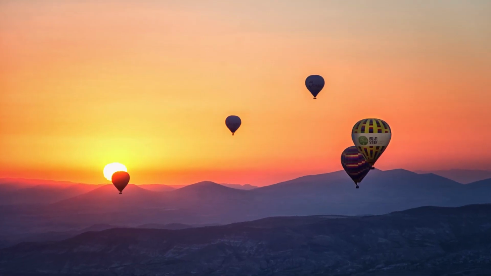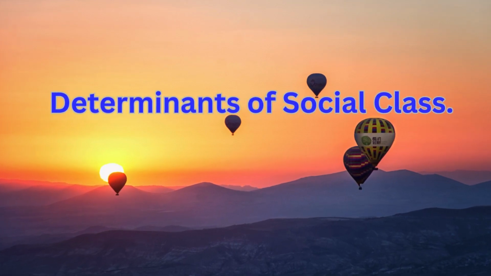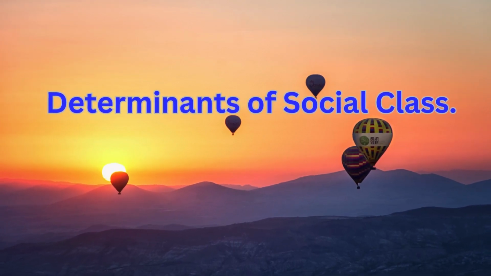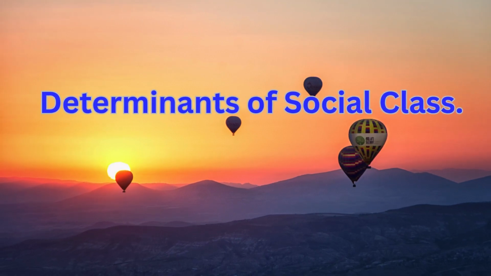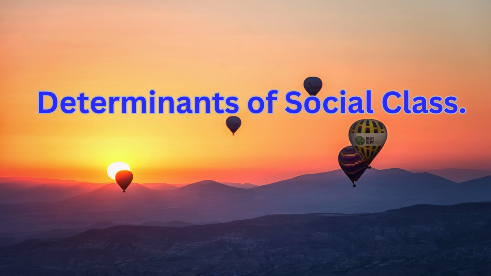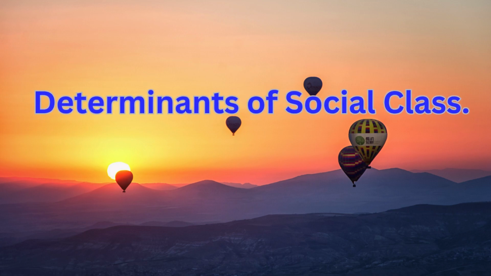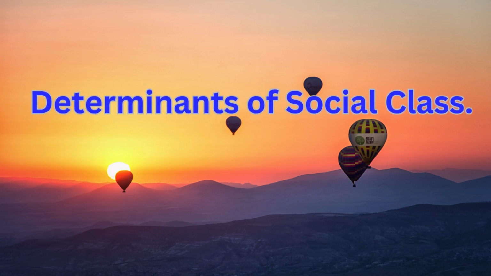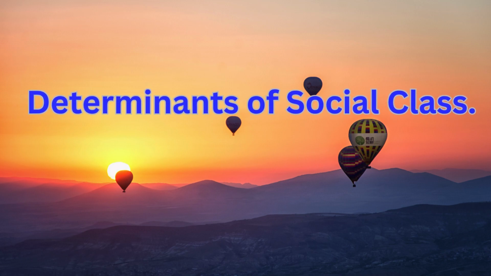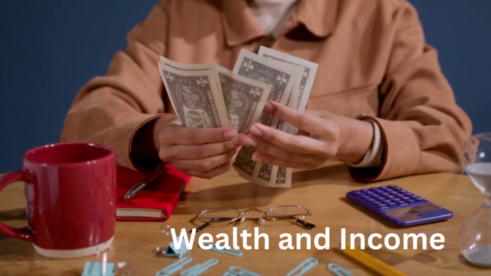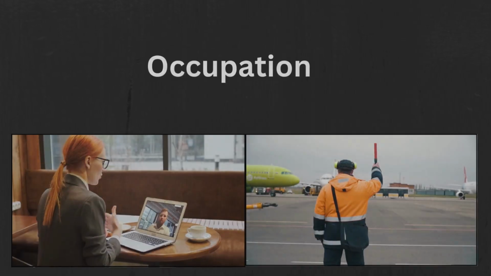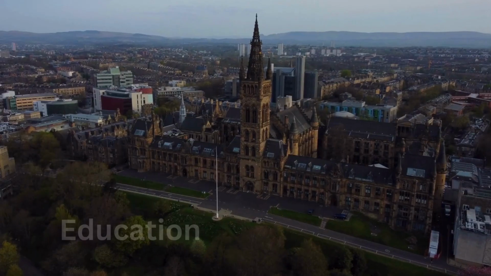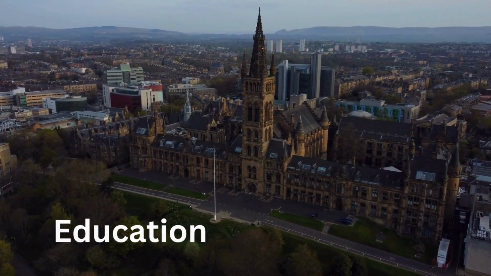At the end of this video, let's delve into the determinants of social class. It is crucial to have knowledge about them. Various criteria are used to define class norms in society. These determinants include: first determinant is wealth and income. Second determinant is occupation. Third determinant is education.